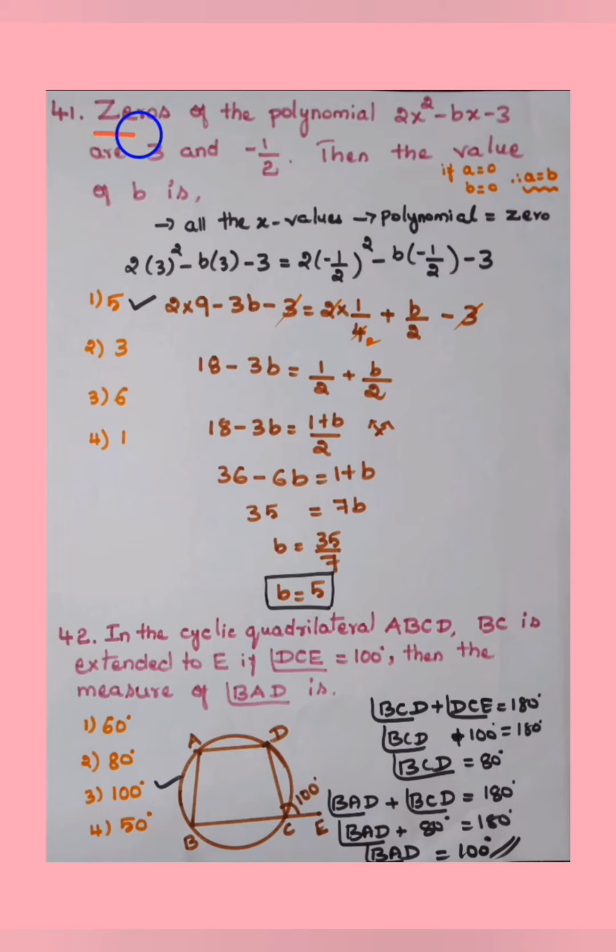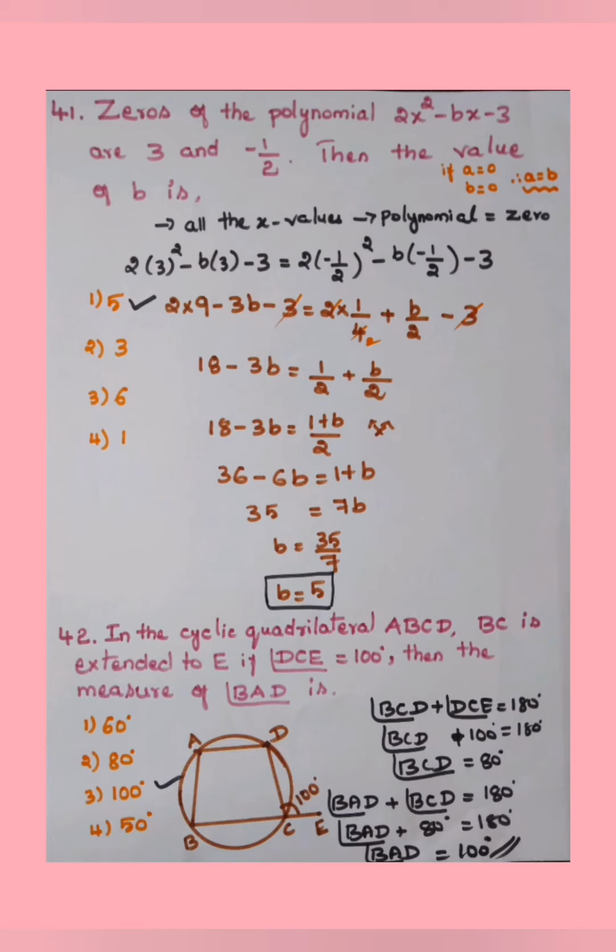And zeros of the polynomial means the value of the given term will be equal to 0 actually. So we can equate them. If you substitute the value of 3 here, which is equal to 0, we can equate. That is the meaning of zeros of the polynomial. Then on writing the value of minus 1 by 2 in this, instead of x value, we can equate that to 0. So according to a consideration, if a is equal to 0 and b is equal to 0, therefore you can equate a is equal to b. Hence we equate like this. All the x values of the polynomial make it equal to 0. That is the meaning of zero of the polynomial.